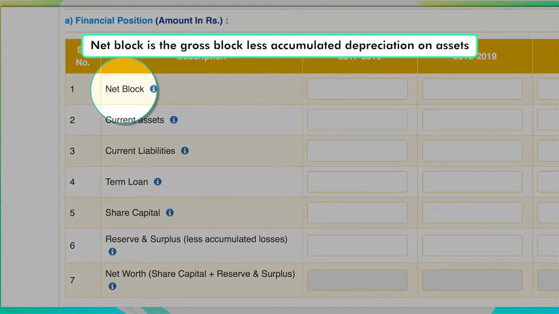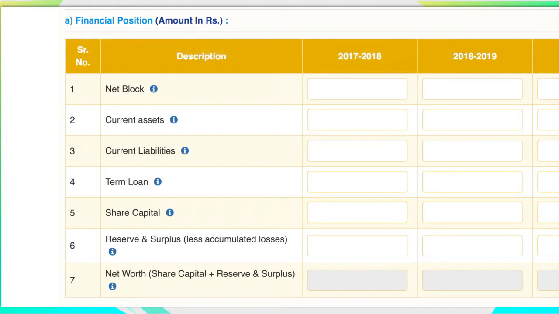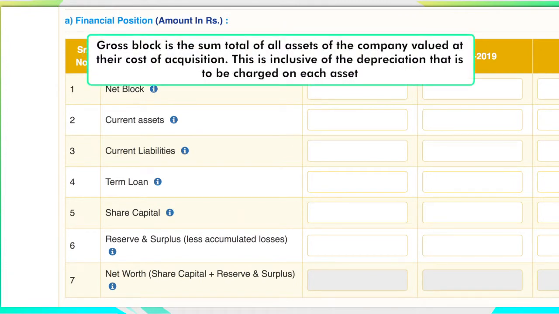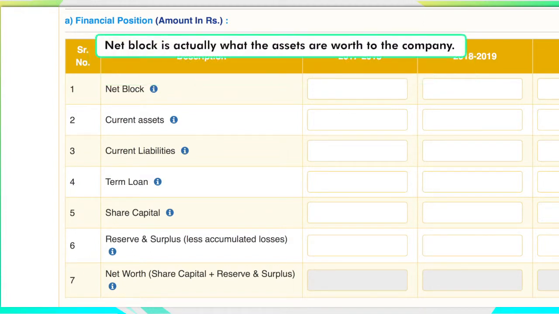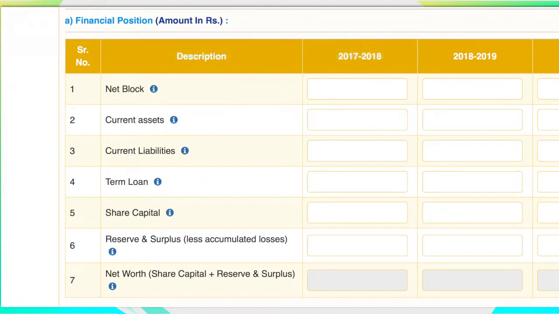Net block is the gross block less accumulated depreciation on assets. Gross block is the sum total of all assets of the company valued at their cost of acquisition. This is inclusive of the depreciation that is to be charged on each asset. Net block is actually what the assets are worth to the company.